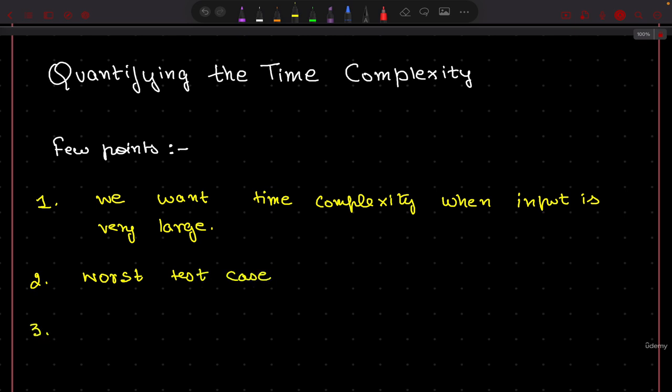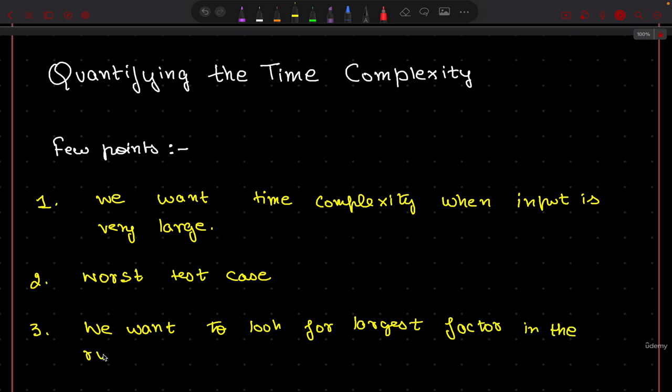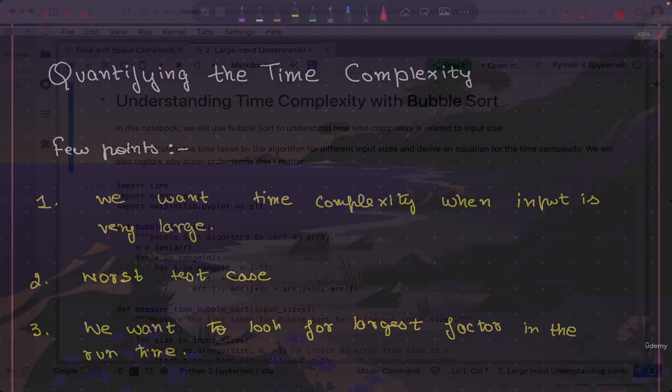The third point is that we want to look for the largest factor. Now this is something which I would like to explain to you visually so that you are able to understand the same as well. So let us go to one of the notebooks which I have created, in which we will be diving a little deeper into the bubble sort analysis.